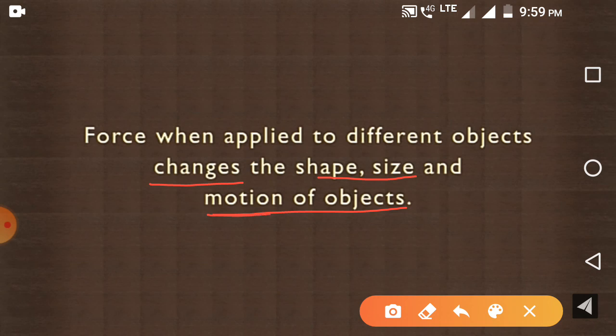Now the motion is changed, like maybe the speed increases or the speed decreases. So force causes the change in motion, that means increase or decrease in speed of the object. The force can also affect the motion by changing the direction of motion. So these are the effects of force. You can write those as the effects of force.